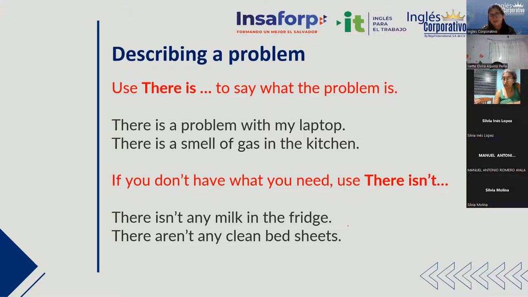There is a smell of gas in the kitchen. If you don't have what you need, then you use the negative, right? There isn't, repeat after me, there isn't any milk in the fridge. There isn't any milk in the fridge.